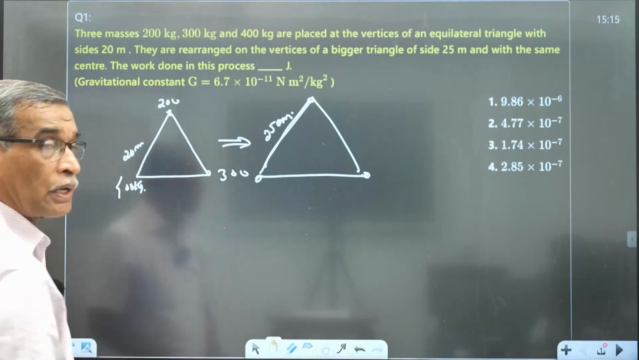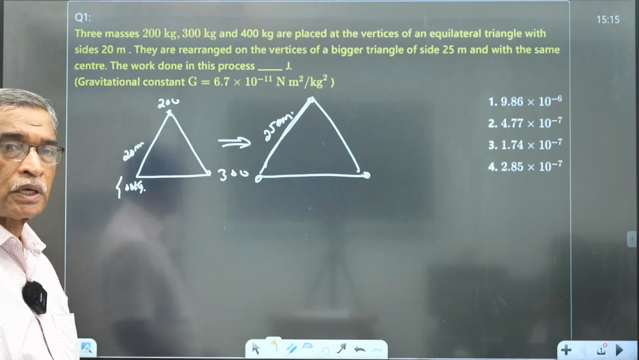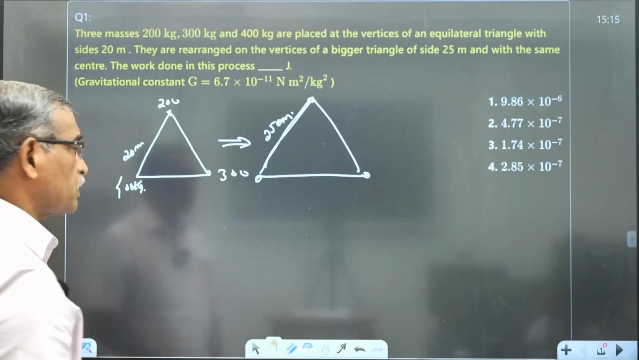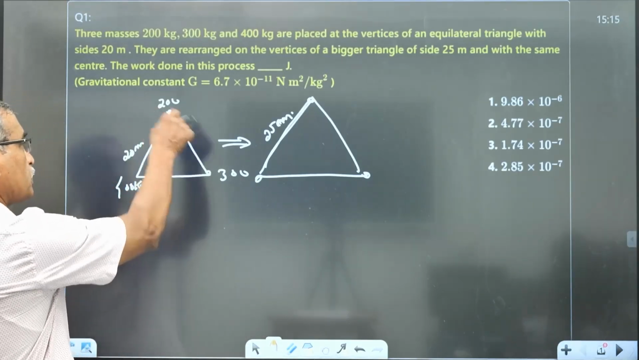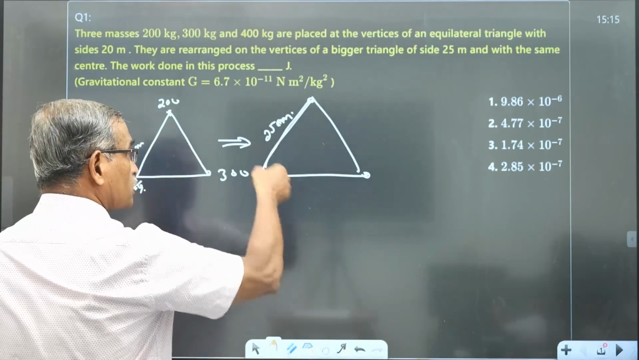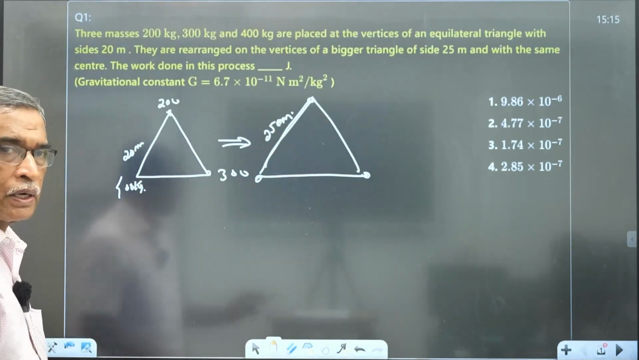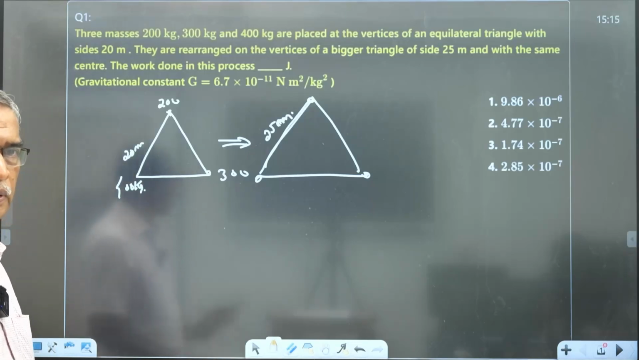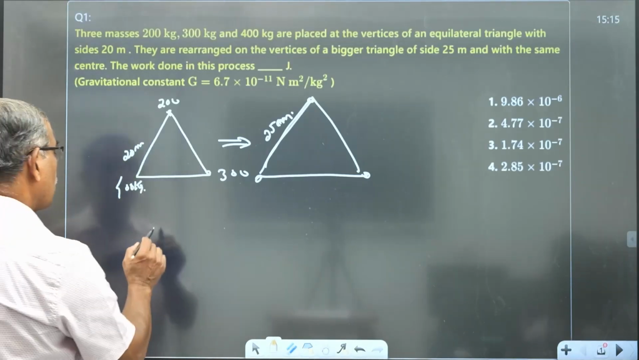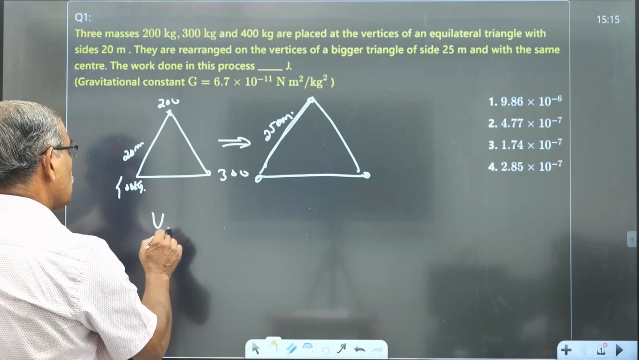Now what is the work done? Work done is the same as the change in potential energy. So we have to find the initial potential energy of this configuration and the final potential energy of this configuration, and subtract. We get the work done. Now we have to calculate the initial potential energy.